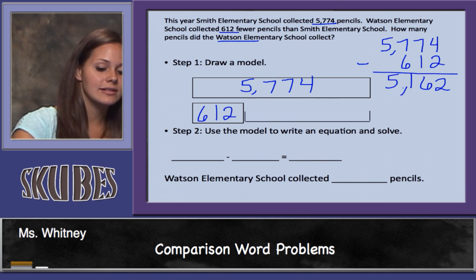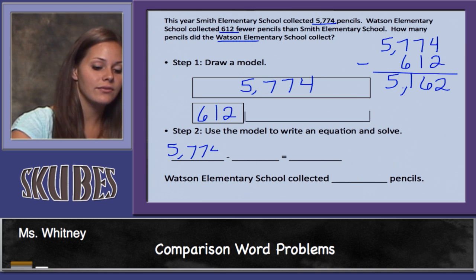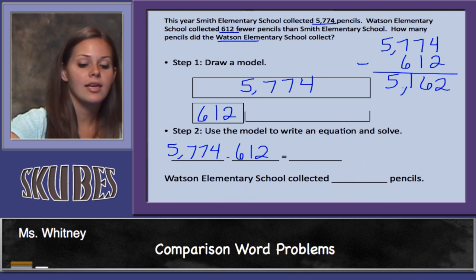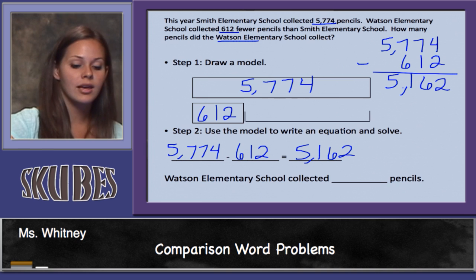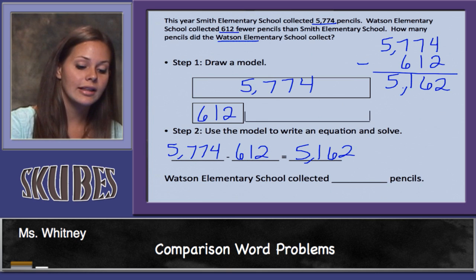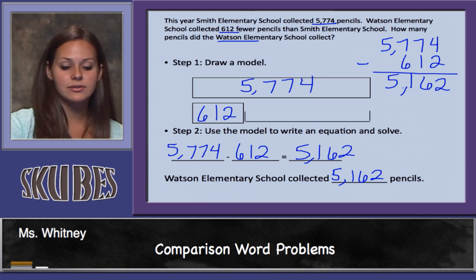Our equation is 5,774 minus 612. The difference is 5,162. So Watson Elementary School collected 5,162 pencils.